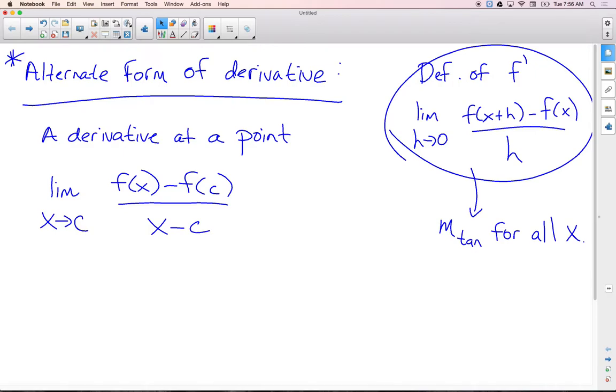And I'll do one example and then we'll call it good. And then at least you have a little bit of a... Now, you look at it and you kind of look at it and you're like, kind of looks like slope, doesn't it? y2 minus y1 over x2 minus x1.